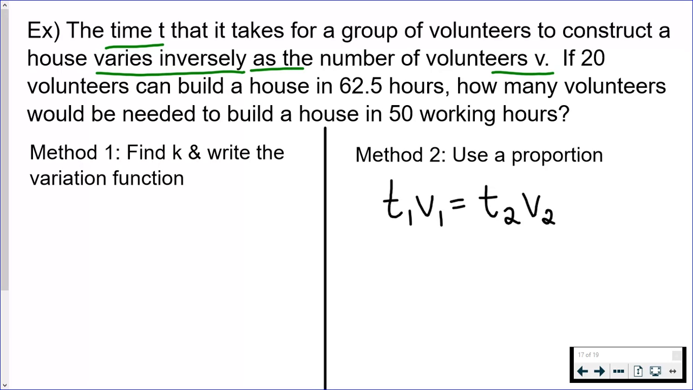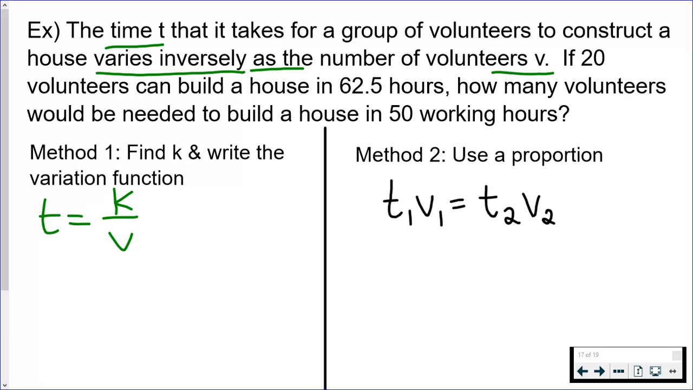So T varies inversely as V. T equals, because it's inversely, that means V is going to be in the denominator. In the numerator, I'm going to put my constant. I'm going to use K like I've been using the entire time I've been doing these problems. All right, so that's my function. Now for the rest of it.